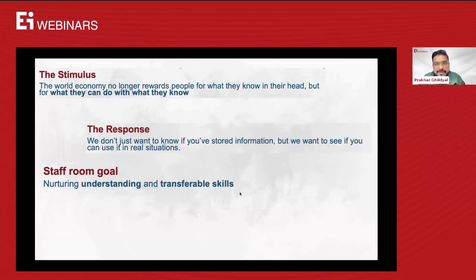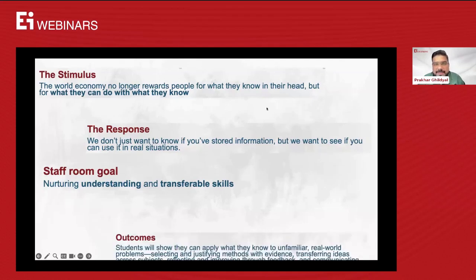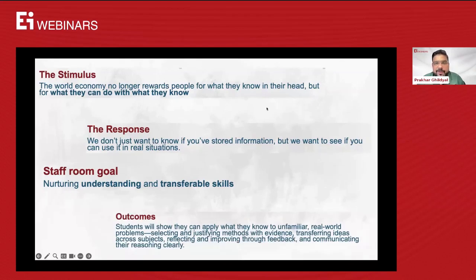And why I'm emphasizing two things, that staff room goal. So basically, what is the goal for a teacher? Now, emphatically across the globe, we are saying the goal of a teacher is to nurture understanding and have transferable skills. You have understood fractions, fine.